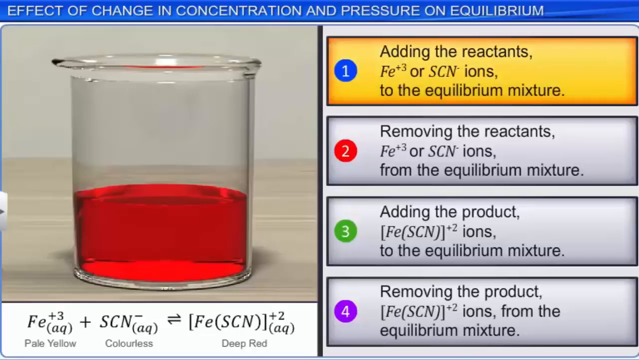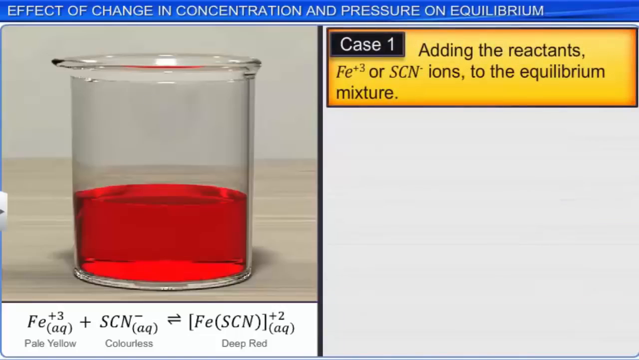Adding the reactants Fe+3 or SCN- ions to the equilibrium mixture. Removing the reactants Fe+3 or SCN- ions from the equilibrium mixture. Adding the product FeSCN+2 ions to the equilibrium mixture. Removing the product FeSCN+2 ions from the equilibrium mixture.